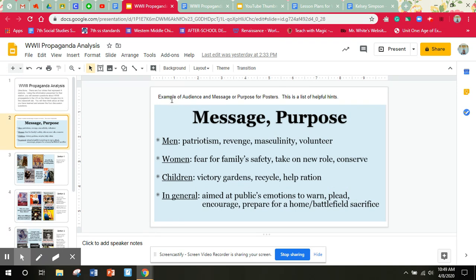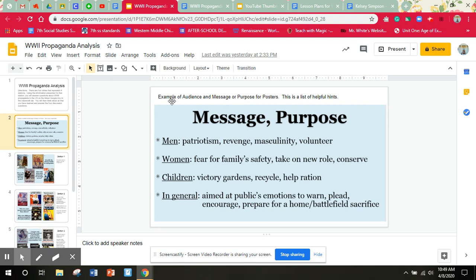Remember that this is like helpful hints for you, right? So the message that in general people try to send with these different people in the propaganda, for men, it's this idea of patriotism, wanting to seek revenge on people, masculinity, volunteer, right? They should volunteer to go to war because it's the manly thing to do. For women, they fear for their family's safety. They're having to take on a new role because all of the men are away at war. And then they're more conservative. For children, it's their duty to kind of help support the family, grow the victory gardens, recycle things, help ration food.